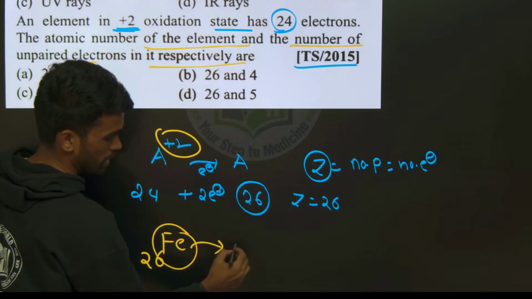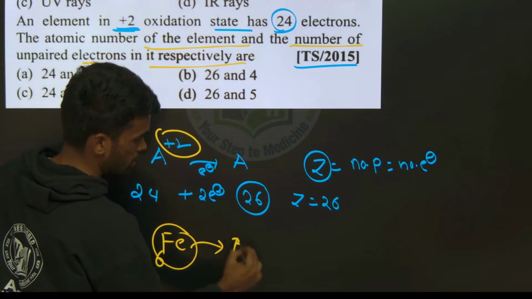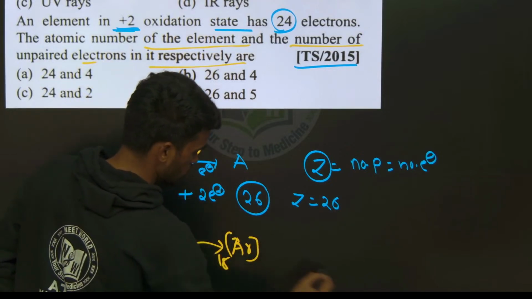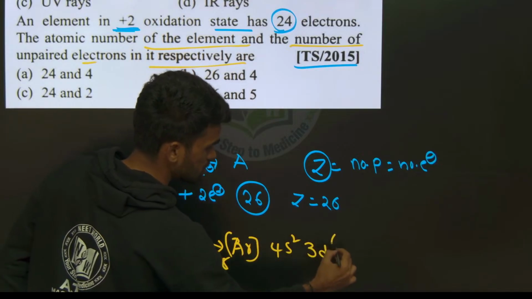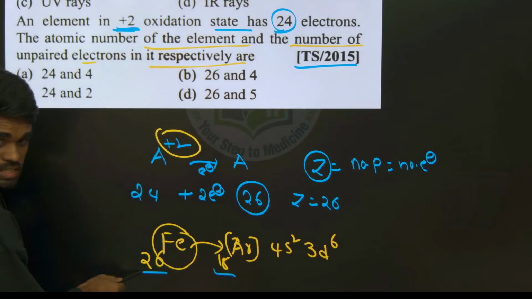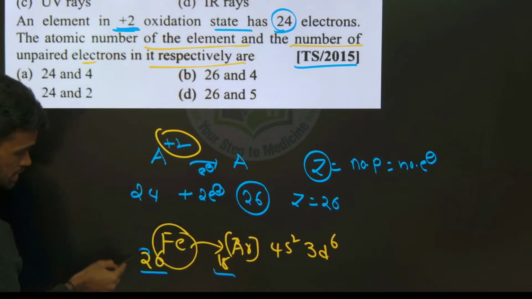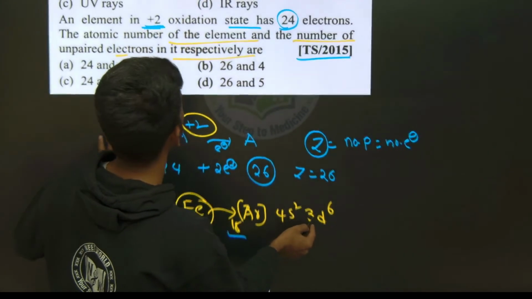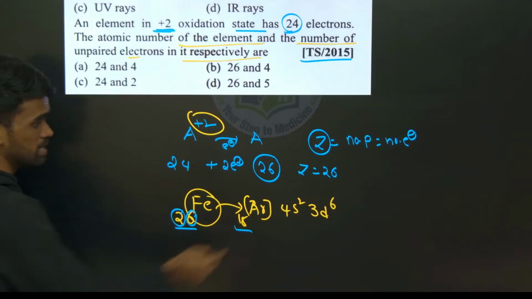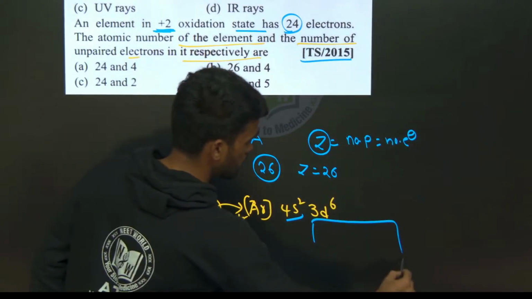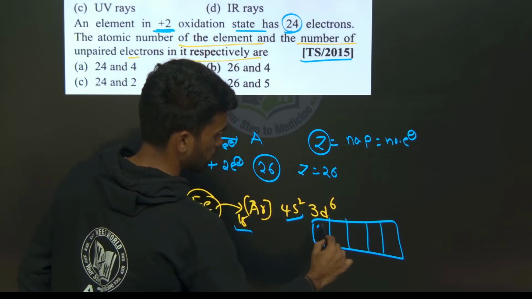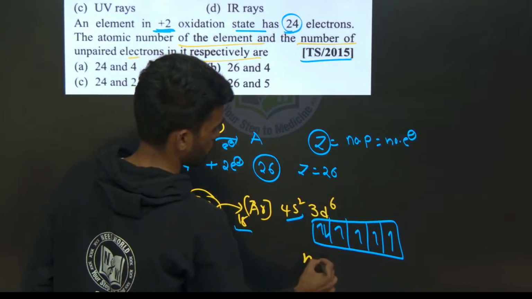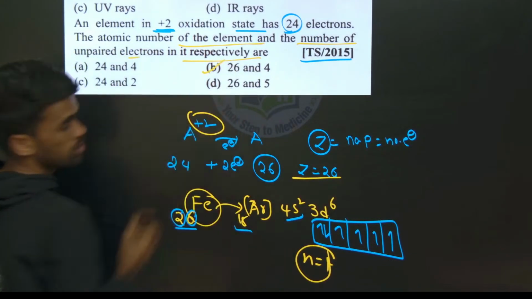What is the electronic configuration you can write? Argon 18, next 4s2, 3d6, total 26. Just remember 4s2 3d6. So how many unpaired electrons are there? In the s orbital, 2 electrons are paired. In the d orbital, 1, 2, 3, 4, 5, 6th electron. So 4 unpaired electrons and atomic number 26.